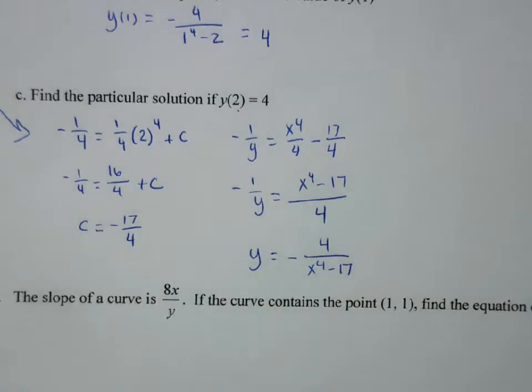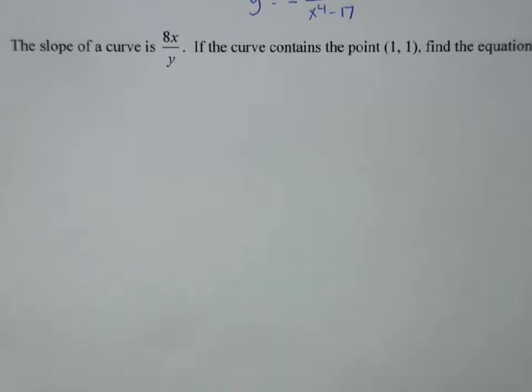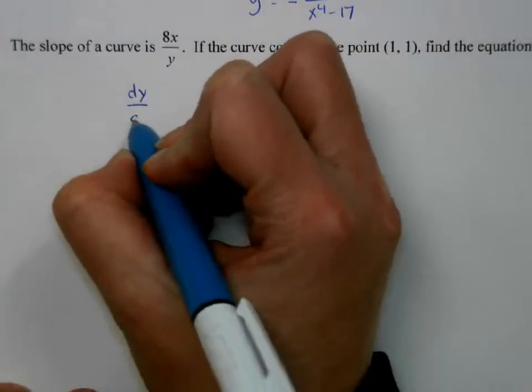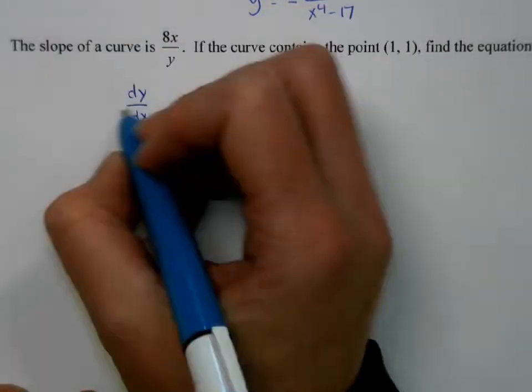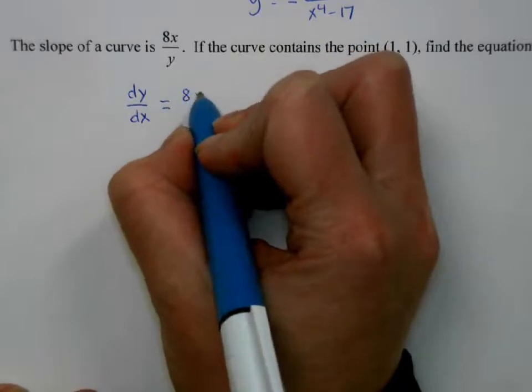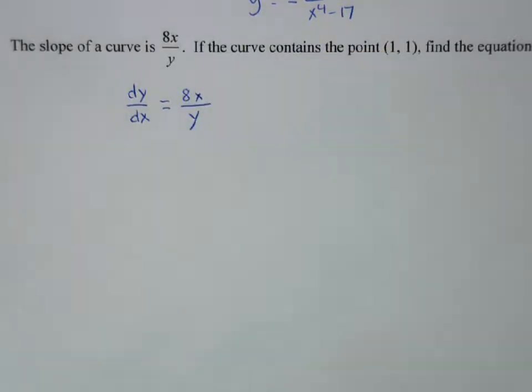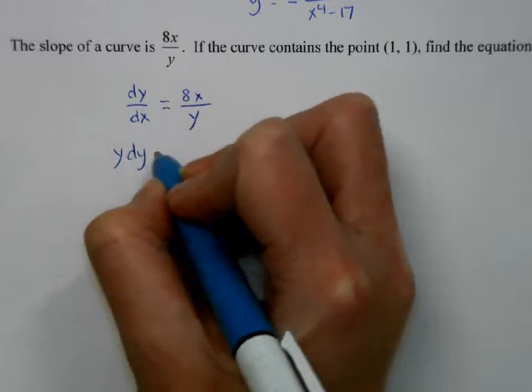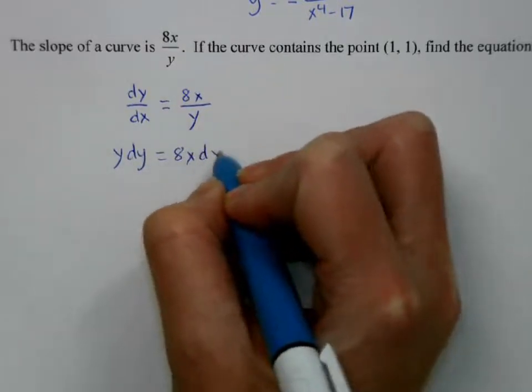Okay, the slope of a curve is 8x over y. If the curve contains the point 1, 1, find the equation of the curve. So another way of saying this, slope is dy dx. So we're saying dy dx equals 8x over y. So then we separate. Then we integrate.